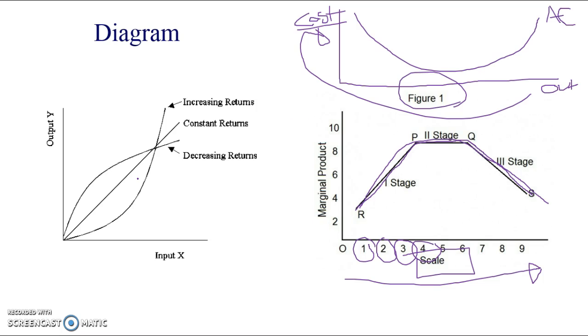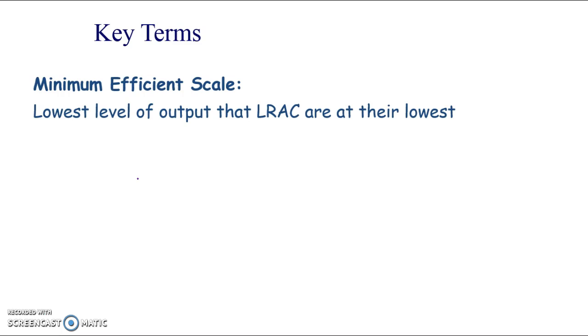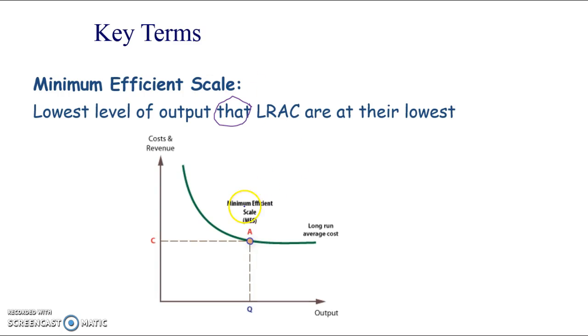So don't ignore this when you read about it in the textbook, because it's the same concept, really, just shown in a different way. So some more key terms: minimum efficient scale. This is the lowest level of output where long run average costs are at their lowest. Now that doesn't seem to make a lot of sense, but we can see it here on this diagram. It's where you get to this lowest point.